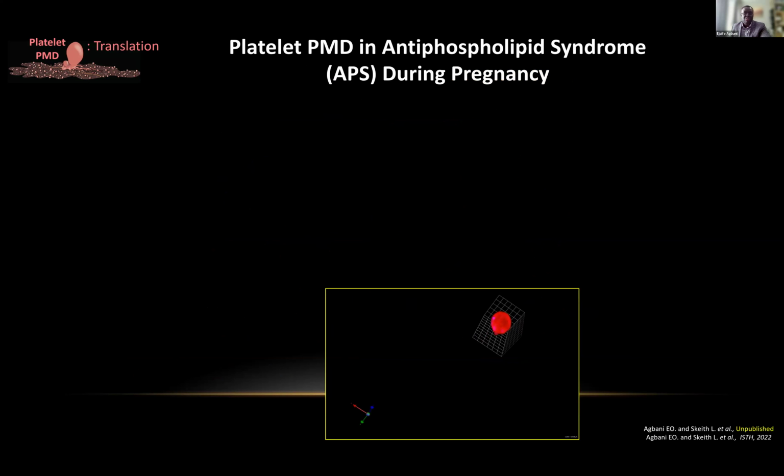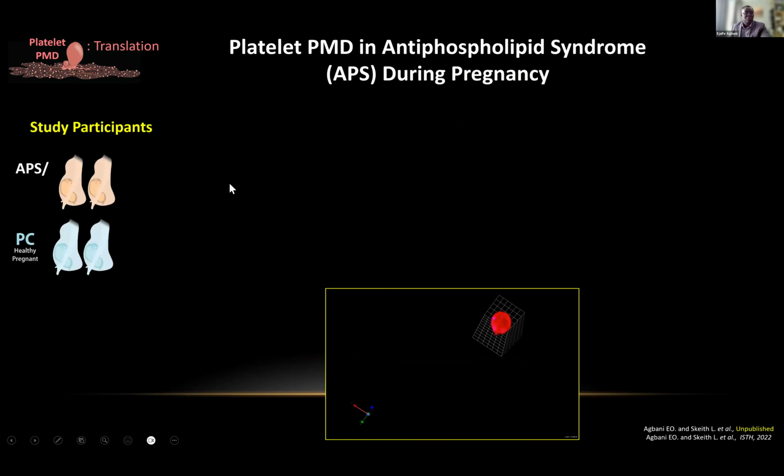So what we did was we began by looking at platelet PMD in antiphospholipid syndrome patients during pregnancy. So we followed the pregnancy of 2 pregnant APS patients. And for our control cohort, we also followed the pregnancy of 2 healthy pregnant control participants.